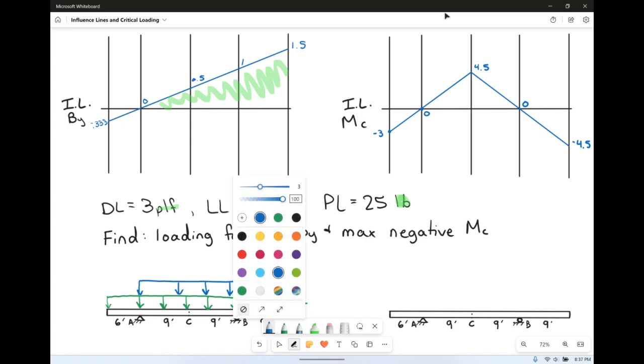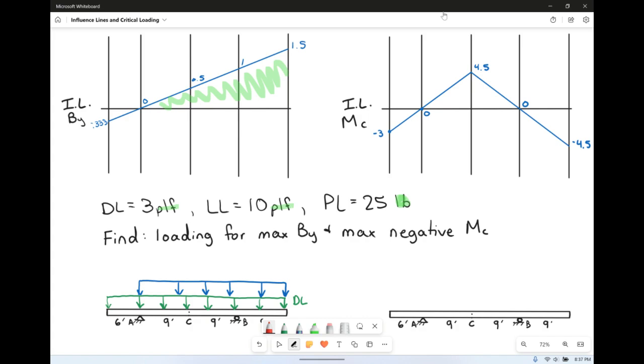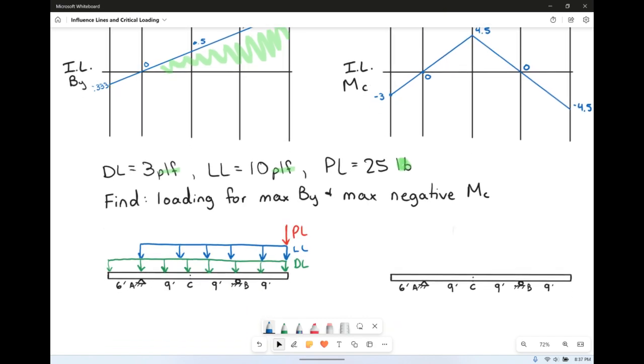And then lastly, we have a point load, and that point load acts at a single value. So I'm going to be looking to find the highest positive value, since I want maximum By, on my influence line. So that's this spot over here. So I'm going to load my point load right at that spot. So that's my loading situation. Now let's calculate what is maximum By.